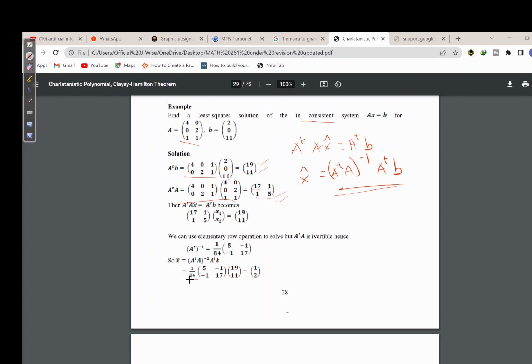And for the adjoint, we swap the elements on the leading diagonal. So we swap 17 and 5, so we have 5 and 17. Then we negate the elements on the other diagonal, so we have negative 1, negative 1. Then we multiply by A transpose B. You have our A transpose B to be 19, 11. Okay, so when we solve this, we get 1, 2. So therefore our least square solution to this problem is what? 1, 2.